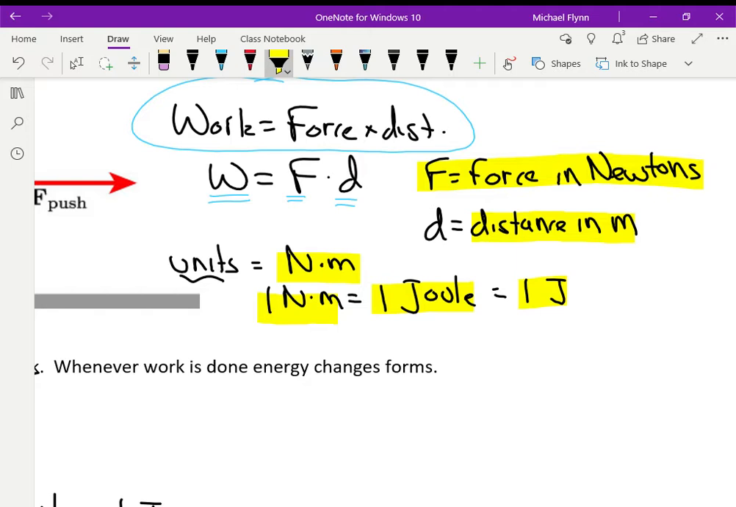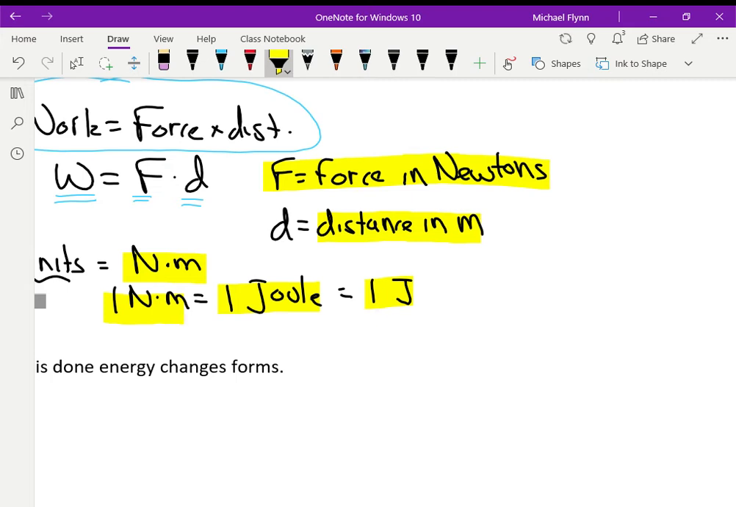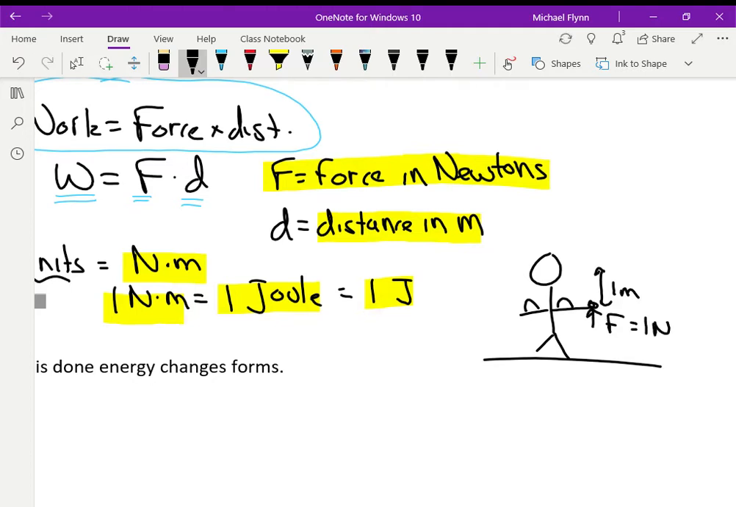If I take the apple and lift it up 1 meter, so if I do this, here I am, holding the apple. And then, well, I guess that's not really me. I have to put the muscles here. Okay, so there. That's me now. And what I do is I lift this up 1 meter. If it takes 1 Newton of force, let's say my lifting force is 1 Newton. So an apple weighs about a Newton, so that's about right.